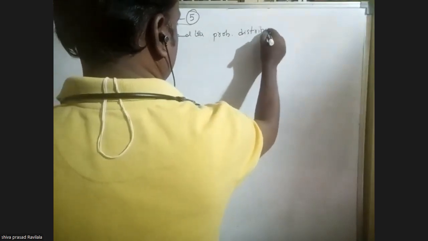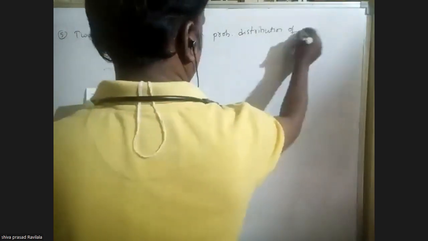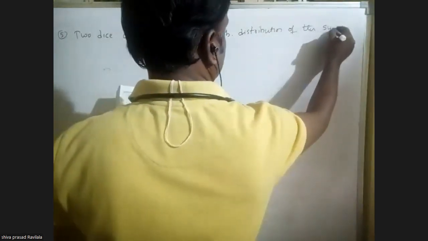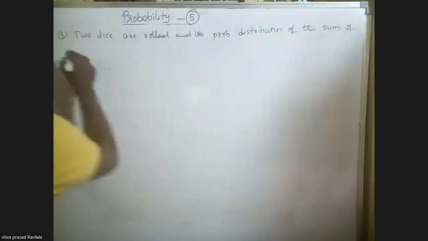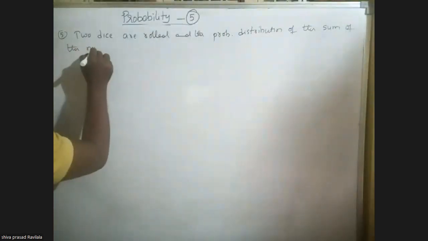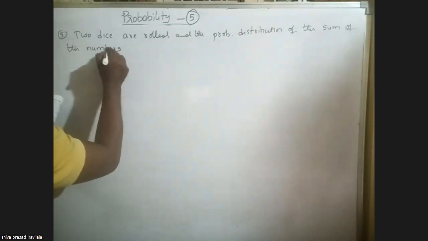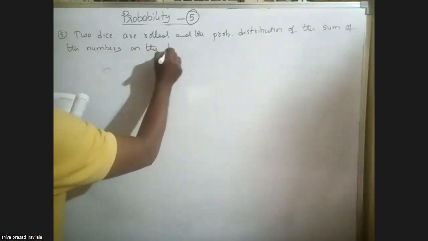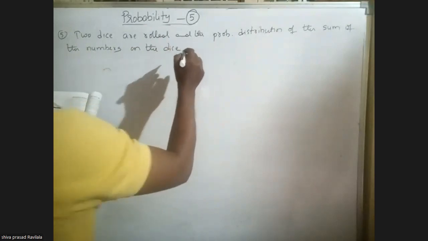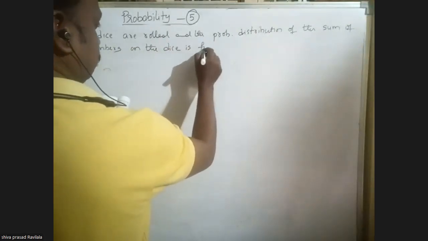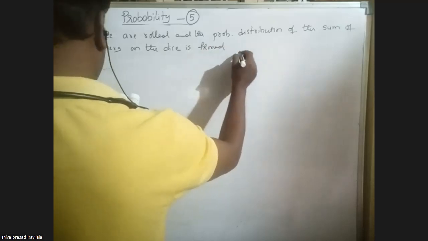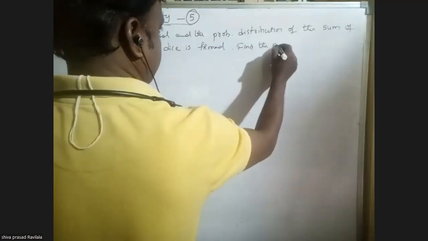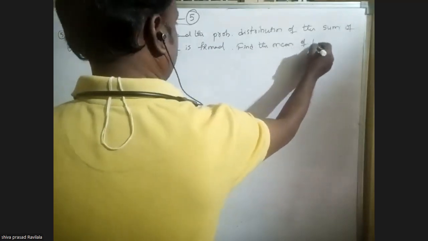Try to understand the question. Probability distribution of the sum of the numbers on the dice formed. Find the mean of the sum.